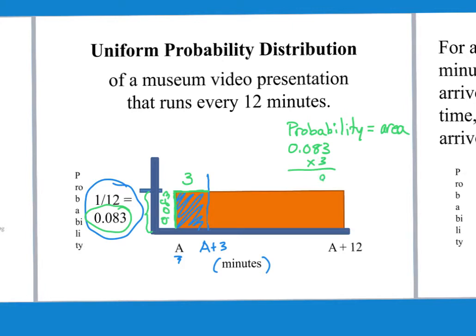So what we have here is 3 times 0.083, which is 0.249. So the probability of avoiding chaos on this school trip as it relates to this video is 0.249, or 24.9%. So you have approximately a 1 in 4 chance of this video going well for your class. Good, bad, you might want to skip the video.